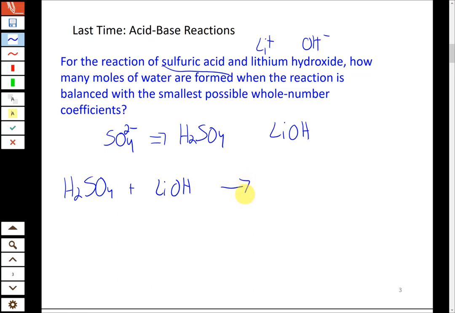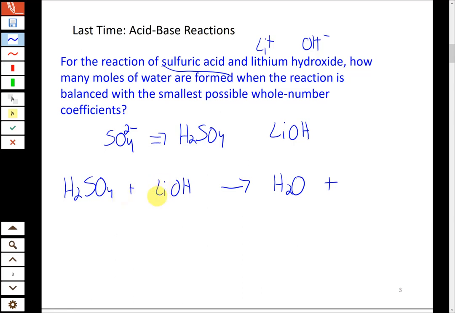And then for predicting the products for an acid-base reaction, it's always going to follow sort of the same format, where water is one of the products, because the H+ from the acid and the OH- from the base recombine to form water. So you're always going to get water as a product, and then the other product is just going to be the ionic compound that forms from the ions that are left over.